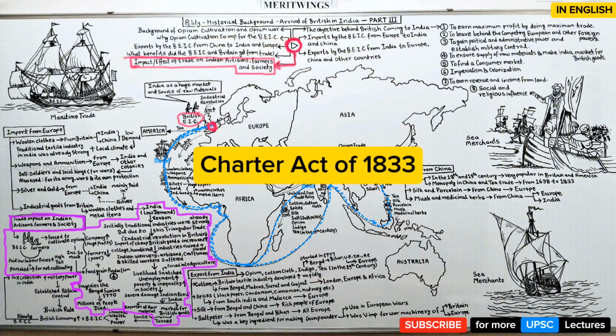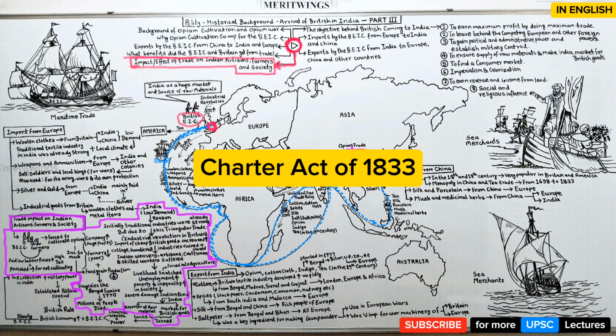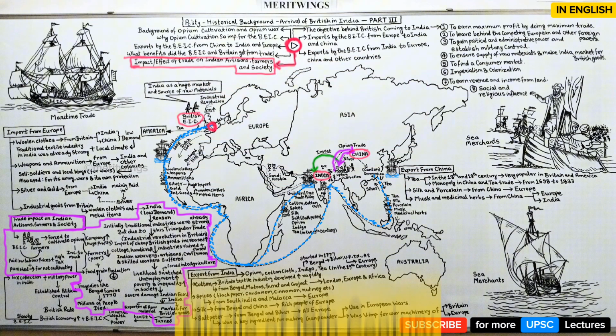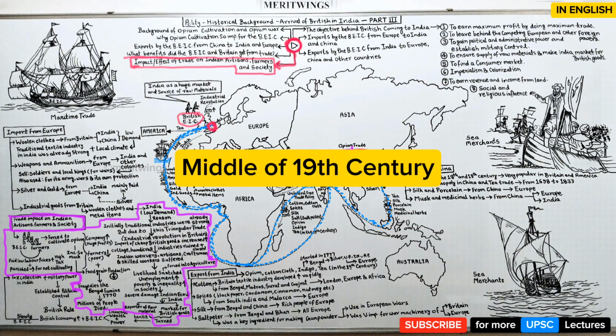Later, the Charter Act of 1833 also ended the company's monopoly of trade with China and the tea trade, and the company was converted into an administrative body, that is, a government corporation. Therefore, by the middle of the 19th century, the trade monopoly of the company was completely ended.